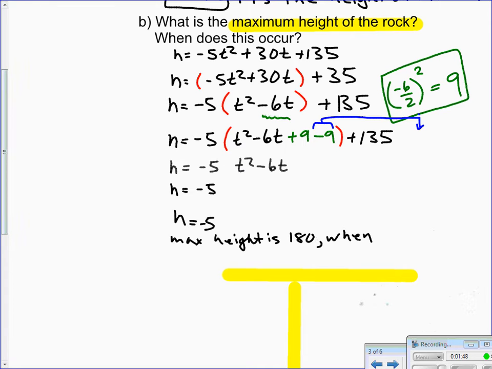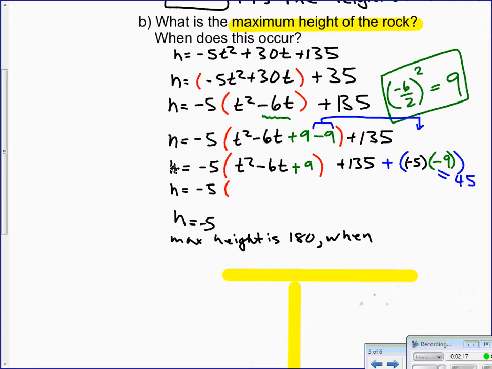Now, when we do that, we're going to have the following. We're going to have t squared minus 6t, plus 9 in the brackets. And then we still have our plus 135. But now we have a bracket that contains all the junk that came out of the bracket. So we got a minus 5 from the bracket and a minus 9, which gives us a total of 45.